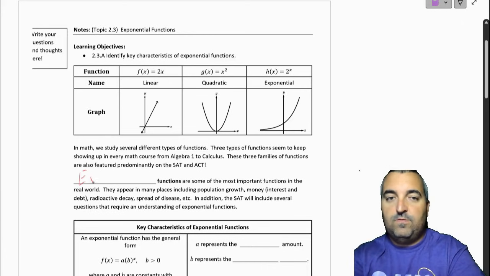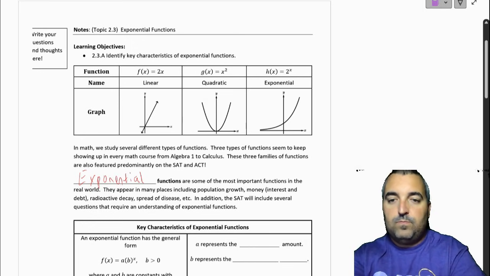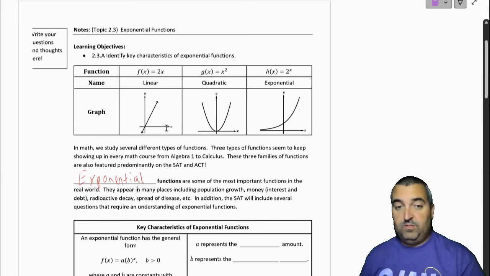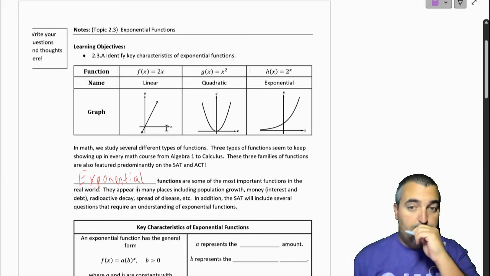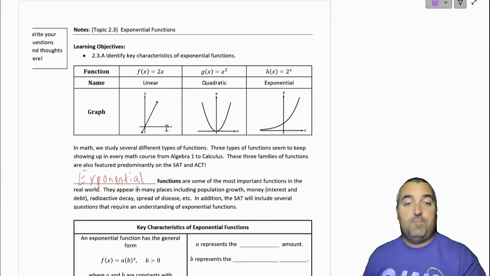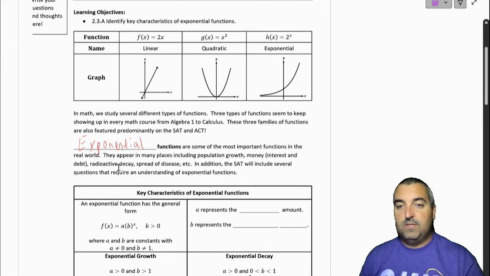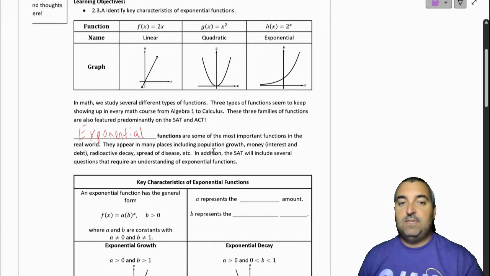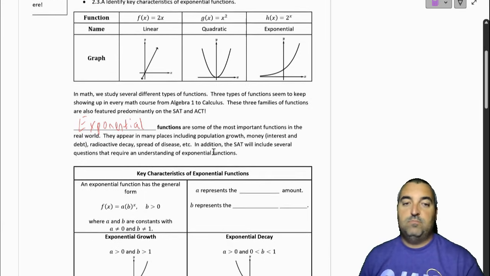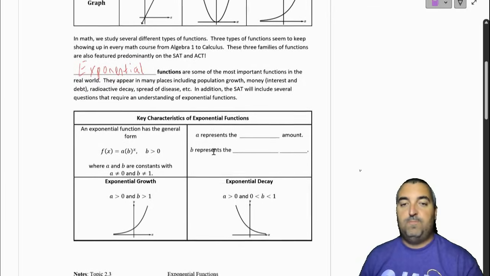So exponential functions are some of the most important functions in real world applications. So you see this population growth, you see this money with interest and debt, you see it in chemistry, you see it spread a disease, unfortunately. But SAT, ACTs, you'll see these all over the place in those as well.